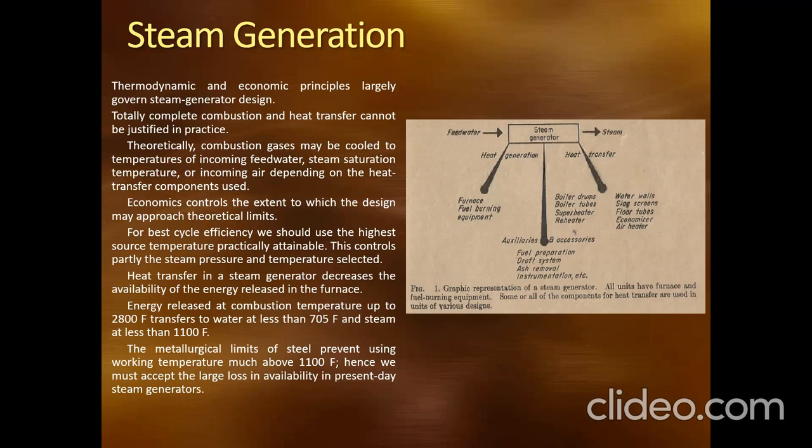selected. Heat transfer in a steam generator decreases the availability of the energy released in the furnace. Energy released at combustion temperature up to 2800 Fahrenheit is transferred to water at less than 700 Fahrenheit, and to steam at less than 1100 Fahrenheit heat exchange. The mechanical limits of steel prevent using working temperature much above 1100 Fahrenheit. Hence, we must accept the large loss in availability in present-day steam generators.